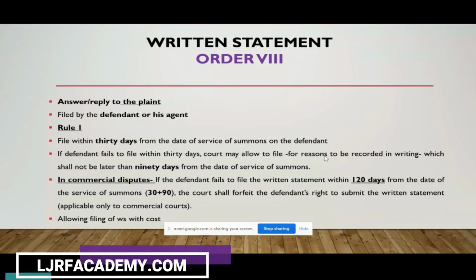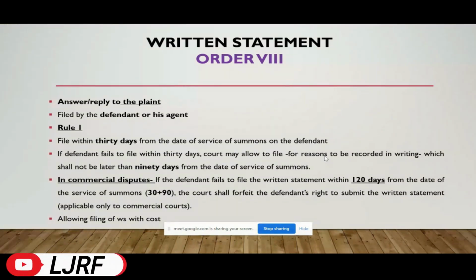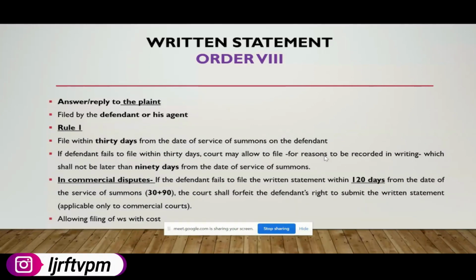The court may allow him to file after 30 days, but it should be within 90 days from the date of service of summons. So if you see this particular order, you will find that the total period given for filing the return statement is 90 days from the date of service of summons on the defendant. So you keep it in mind. This is the thumb rule which is given in the code.